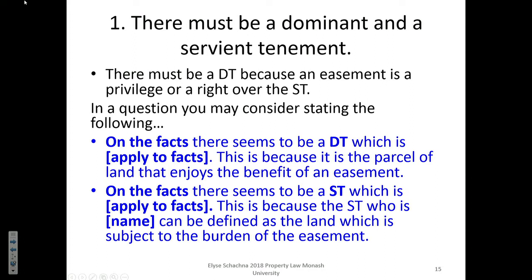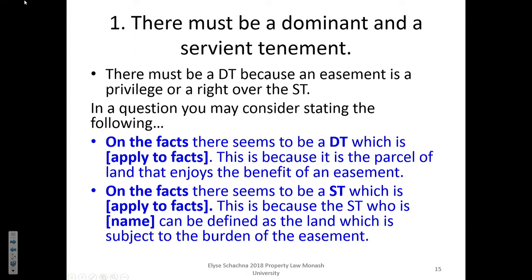Remember, we're referring it to the land and not to the personal rights of the owners. So we don't say, this is John's right, but rather the land belonging to John, because it's a right in rem, and not personal rights. So when we're going through an exam question, for example, and we've identified the DT, and let's say the DT is owned by John, we might say the DT is the land that's owned by John. So we're identifying the land itself. So identify what land is the DT and what land is the ST.